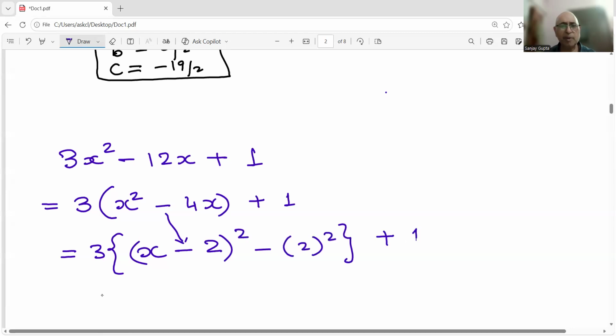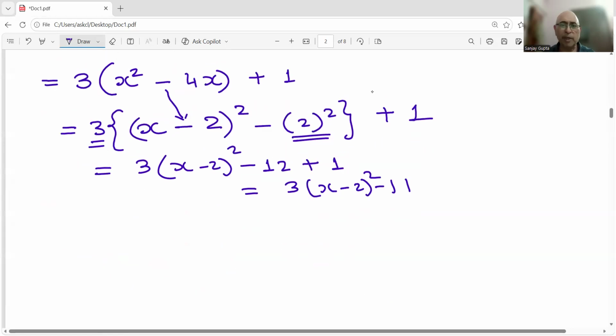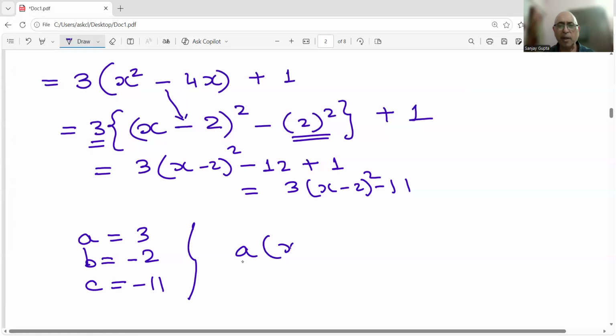So we get 3 times x minus 2 whole square, minus 3 times 2 squared. This 2 squared is 4, and 4 multiplied by 3 would be negative 12. So finally we get 3 times x minus 2 whole square minus 11. So here, if you compare with the standard form, then a is 3, b is negative 2, and c is negative 11. Right? By comparing the two forms, a times x plus b whole square plus c.